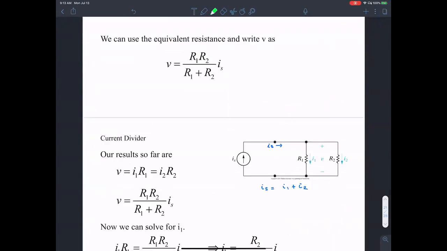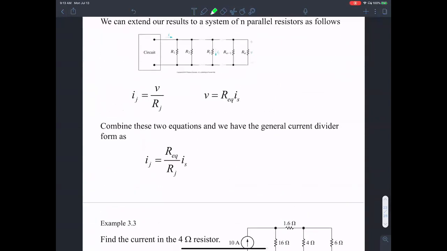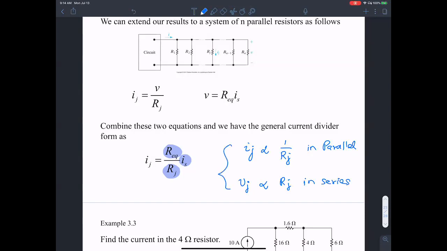Similarly, let's see what happens in case of currents. There is some formula here that you can remember. R equivalent times IS, that's the voltage in parallel, and then RJ is the current. So what you want to remember is the current in a parallel path IJ is inversely proportional to the resistance RJ. The voltage in a resistance J is directly proportional to the resistance value in series. This gives rise to the current division and voltage division formulas. Let's see current division and voltage division notions.